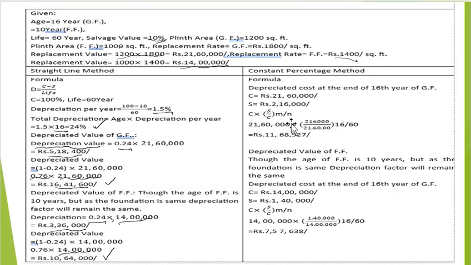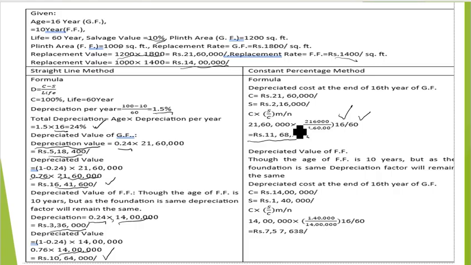So here in the constant percentage method, you know the formula. C is 21 lakh 60,000 for the ground floor, S is 2 lakh 16,000, the salvage value of 10%. You put the formula C into S upon C raised to the power M upon N. You put all the values: 21 lakh 60,000 into 2 lakh 16,000, the salvage value, divided by 21 lakh 60,000. So 16 is the age and 60 is the life of the building. So here it comes to 11 lakh 68,927.